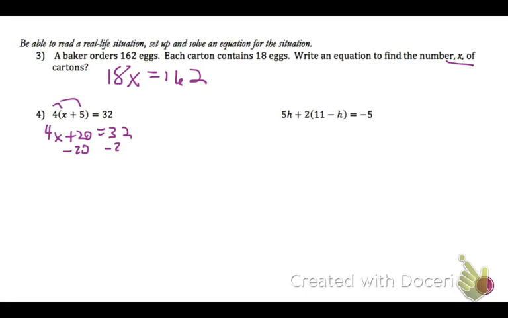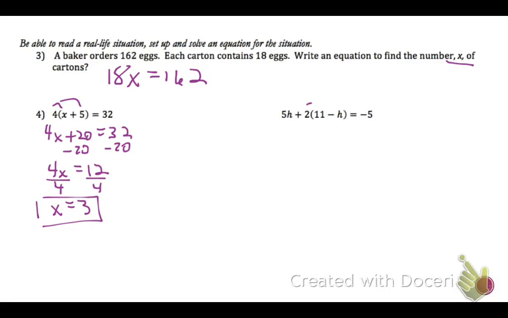Then you're going to collect variables on one side, so our 4x will be on the left, and numbers on the right side. So 32 minus 20 is 12. Now we'll just undo the math, so we'll divide each side by 4. So in this equation, x equals 3.